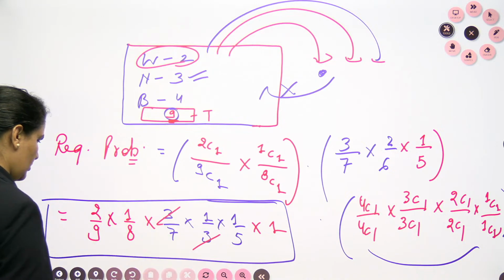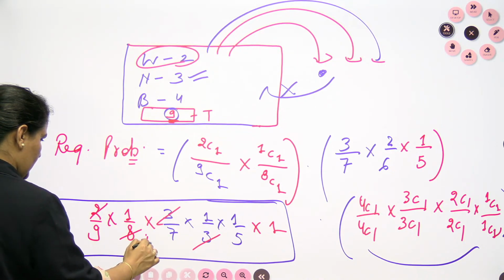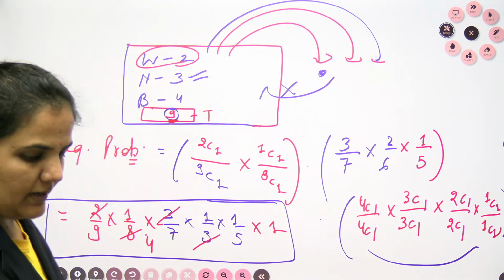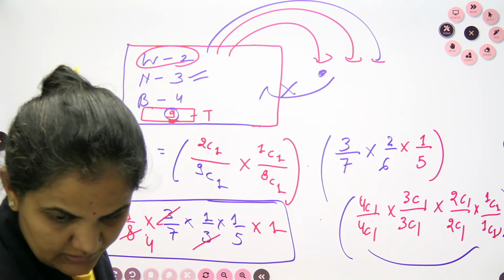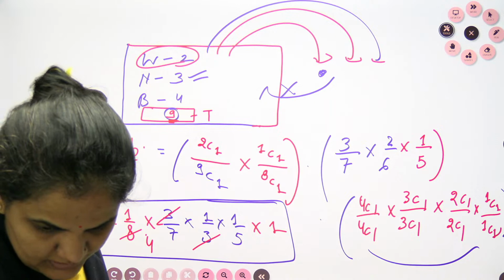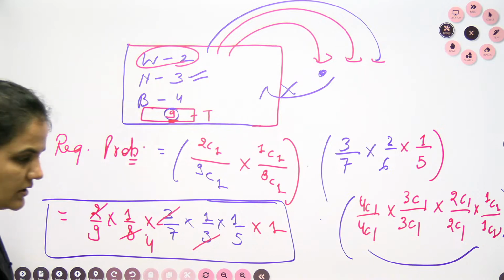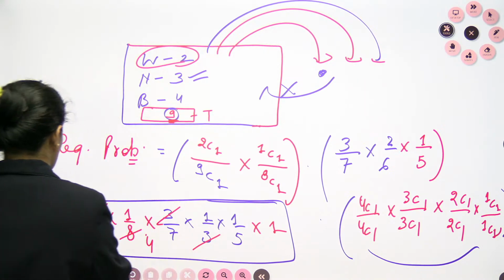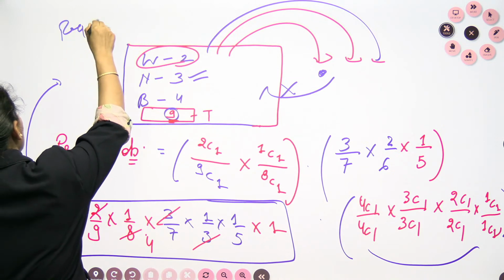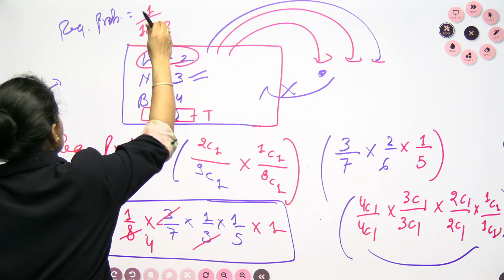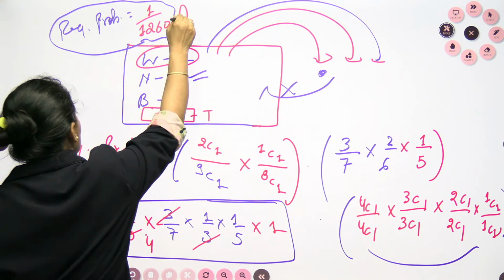I need to solve this. So 3 and 3 will be gone. Nothing else we are having, so we need to multiply only. So when I go for the multiplication, what is the result? We are having 9, 4, 7 and 5. I think, yeah, it is 1260. So we can write down the final result, or my required probability will be 1 by 1260, dear students. This will be my final answer.